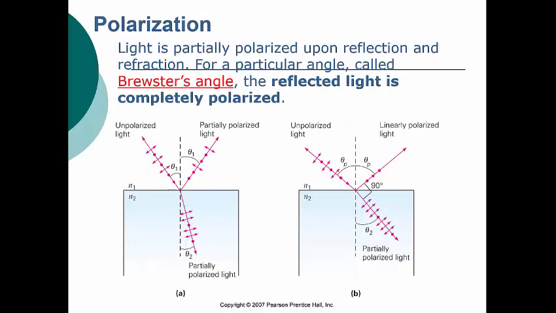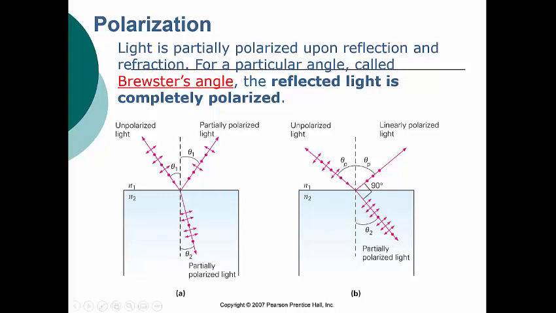So here we have light that's incident on a surface. It could be anything. It could be a piece of glass. It could be some water. Here we have light that's incident, and some of the reflected light is partially polarized. But if we want it to be completely polarized, we have to have the light incident at something called the Brewster angle, or the angle of polarization.